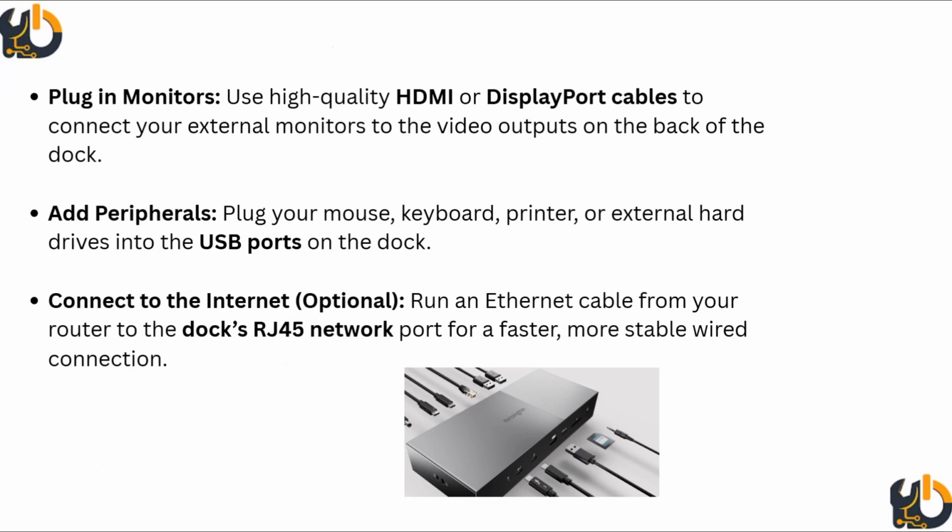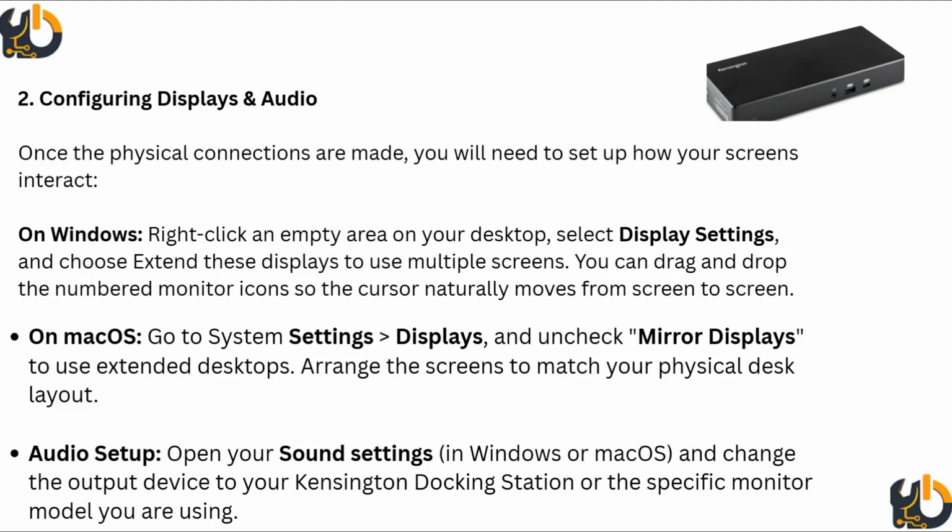Then use high-quality HDMI or DisplayPort cables to connect your external monitors to the video outputs on the back of the dock, and plug your mouse, keyboard, printer, or external hard drives into the USB ports on the dock. Optionally, run an Ethernet cable from your router to the dock's RJ45 network port for a faster, more stable wired connection. Step 2. Configure displays and audio.